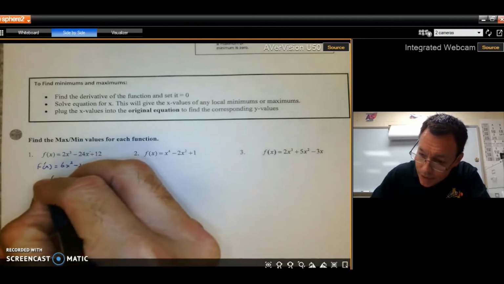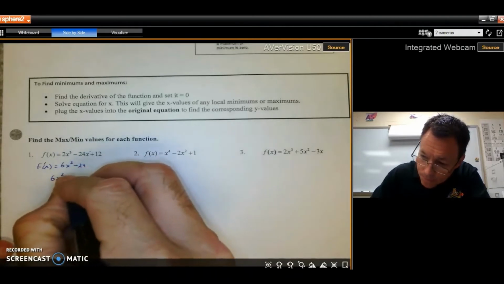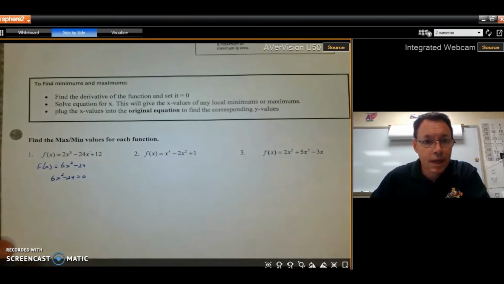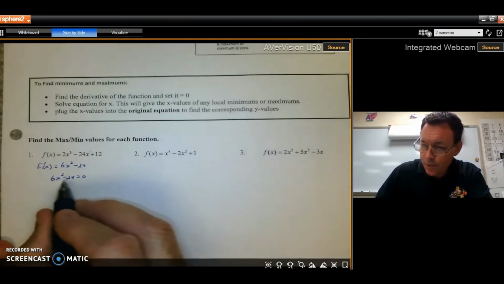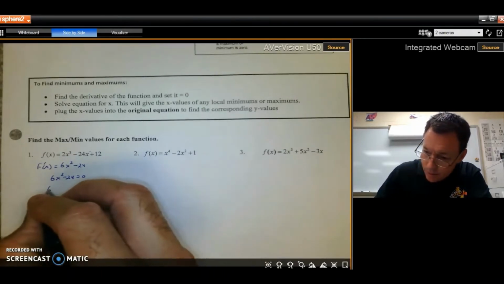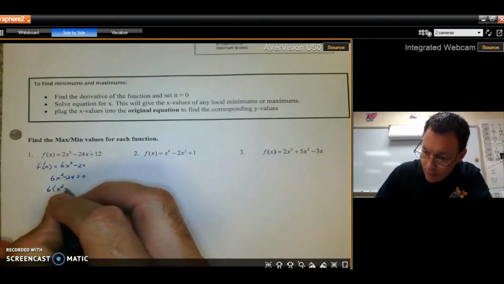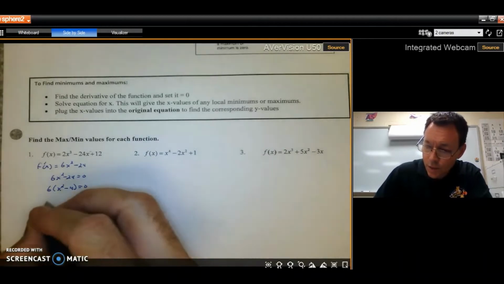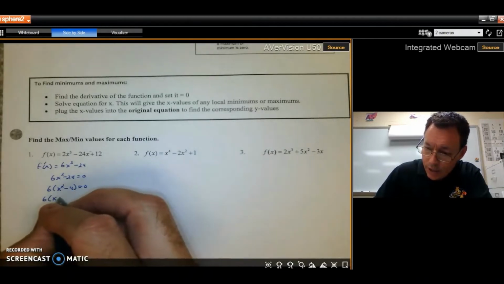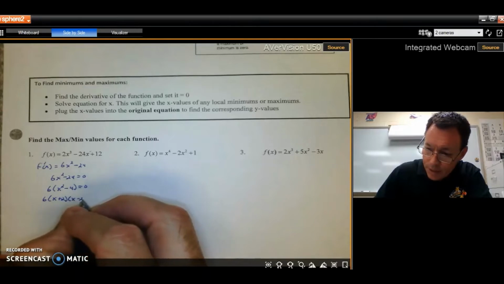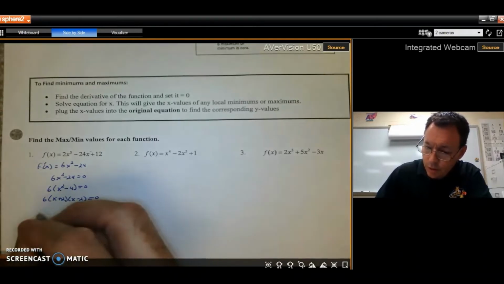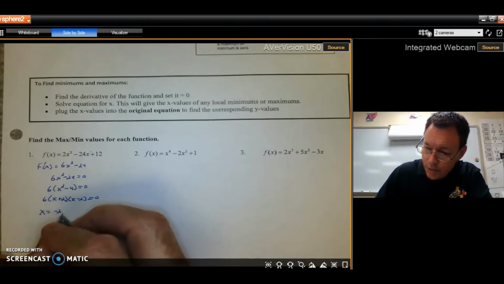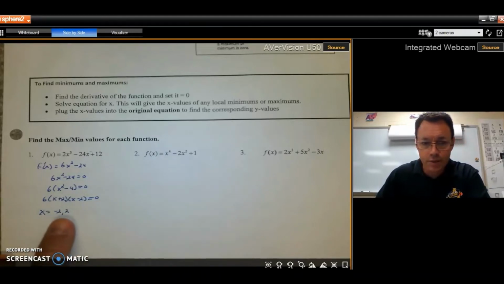So we are going to set this equation equal to 0, and we're going to solve it. The first thing I'm going to do is factor out this 6. 6 times x squared minus 4 equals 0. And now this is the difference of squares. This factors into x plus 2, x minus 2. So x equals negative 2 and positive 2. Those are the two x values that make this equal to 0. So that's where my local minimum and maximums are.